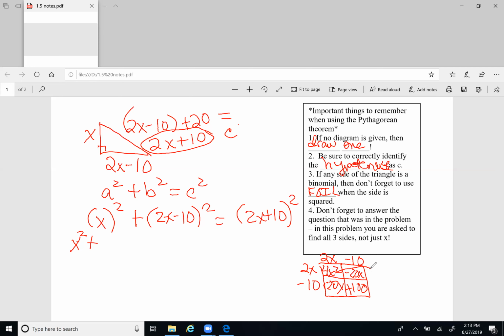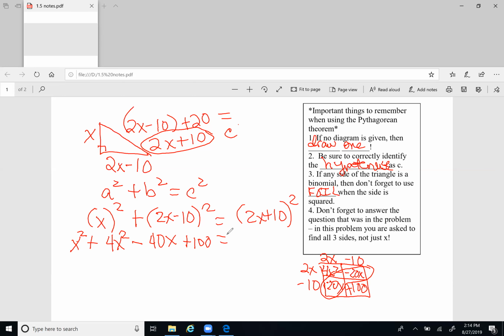If I have like terms, and this was written in descending order, which it is, then these like terms should show up on the diagonal. And I have circled a negative 20x and a negative 20x. Those are my like terms, and I'll add those together. So 2x minus 10, when I square it, gives me 4x squared, minus the 20x plus another minus 20x is a minus 40x. And the negative 10 times the negative 10 was plus 100.